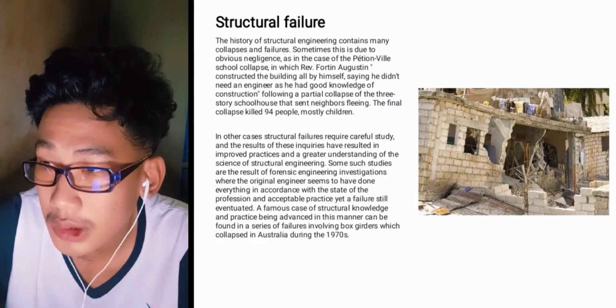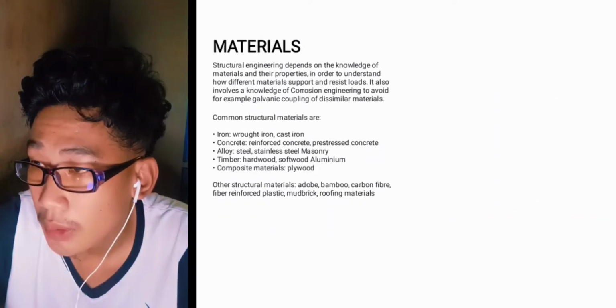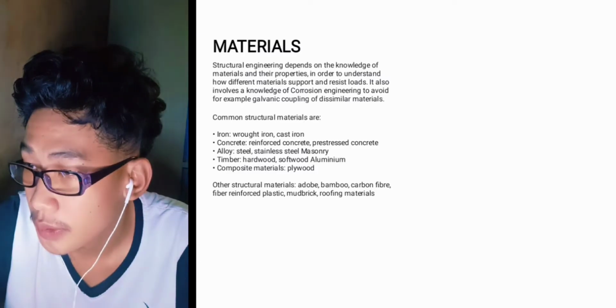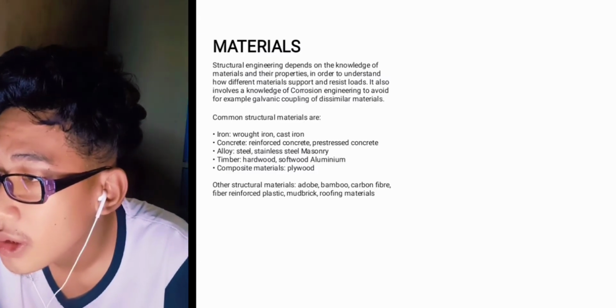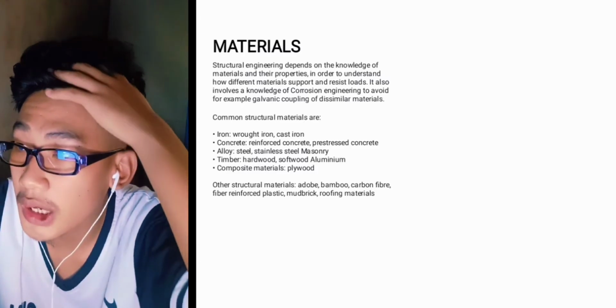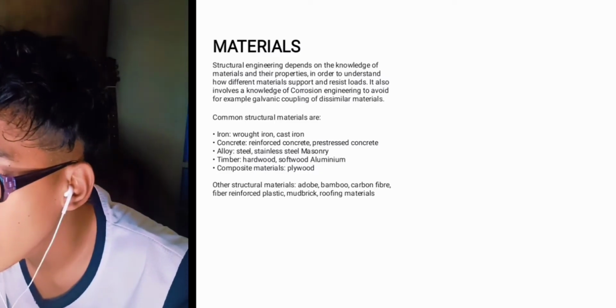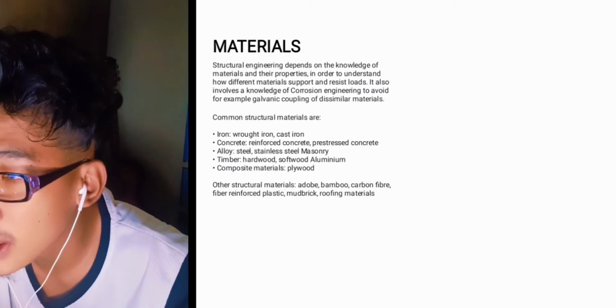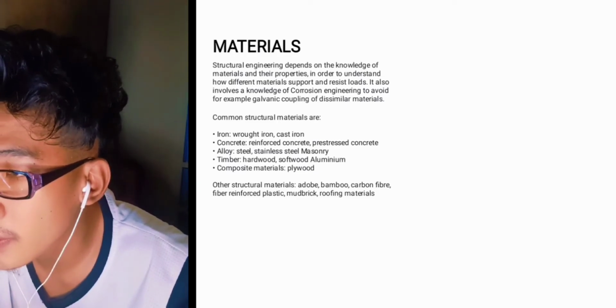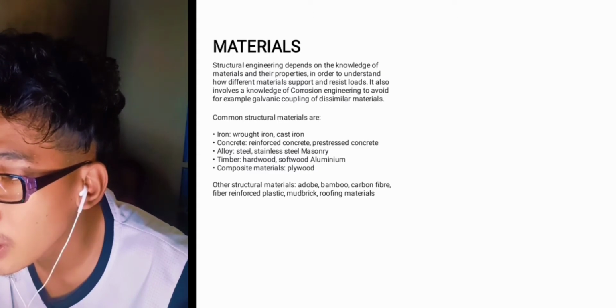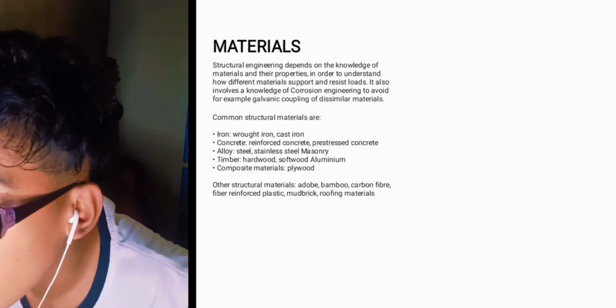Next is materials. Structural engineering depends on the knowledge of materials and their properties in order to understand how different materials support and resist loads. It also involves a knowledge of corrosion engineering to avoid, for example, galvanic coupling of dissimilar materials.